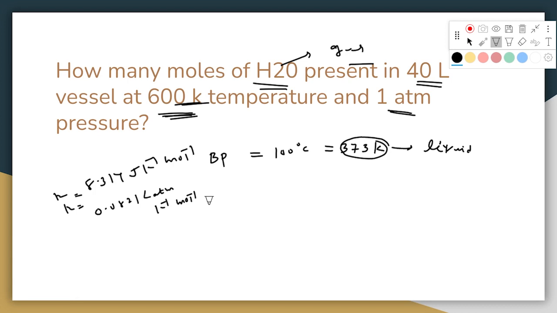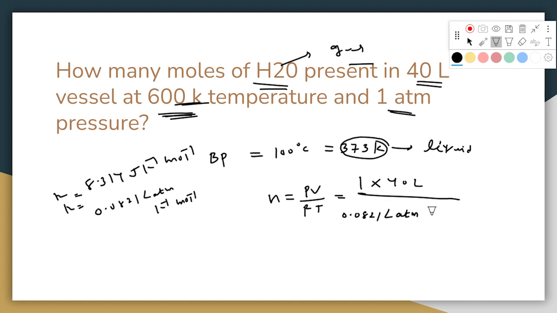Okay, now whenever I have this temperature, I can use this formula for number of moles. How many moles? They are asking, right? Number of moles equal to PV by RT. I can use this formula. Simple. Pressure, 1 atmospheric pressure, into volume. What is the volume? 40 liters by 0.0821 liter atm per mole per Kelvin into temperature 600 Kelvin.